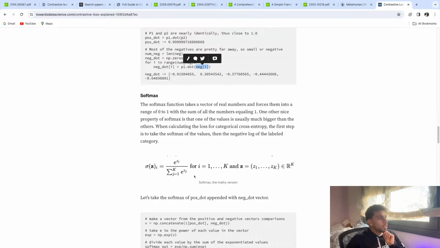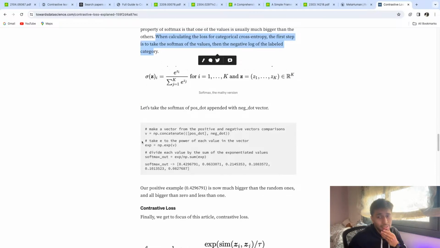Okay, so the softmax function takes the vector of real numbers and forces them into a range of 0 to 1, with the sum of all the numbers equaling 1. One other nice property of softmax is that one of the values is usually much bigger than the others. So when calculating the loss for categorical cross entropy, the first step is to take the softmax of the values. Then the negative log of the label's category. Okay, this is interesting. Let's take the softmax of a post appendix.